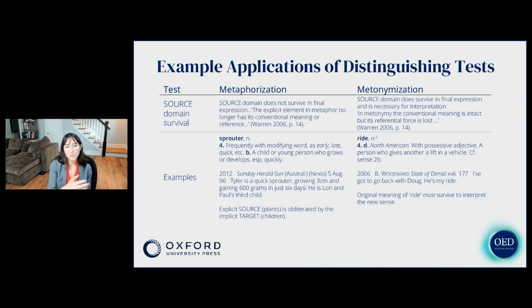Again, if we go back to the previous test, likening the child and their growth to that of a fast-growing plant. Metonymization, the source domain, not only does it survive, but is often necessary for interpreting the conventional meaning. The conventional meaning from the source is necessary to interpret the metonymized sense. And so in the sense of ride, as in he's my ride, you actually need the original meaning of ride as a ride in a car or on a horse. That meaning must survive to interpret the new sense, and the adjacency and relatedness that is core to metonymization is necessary.